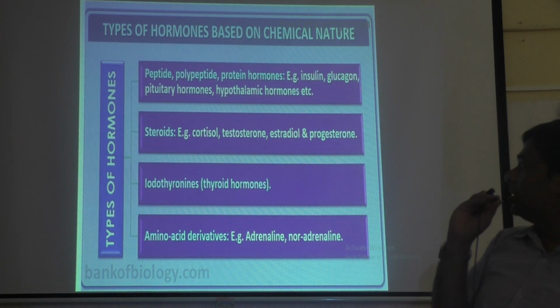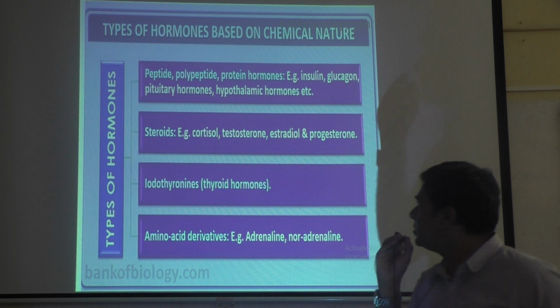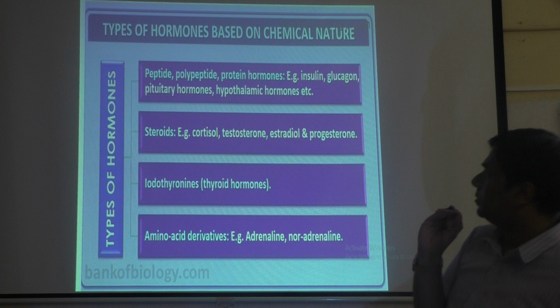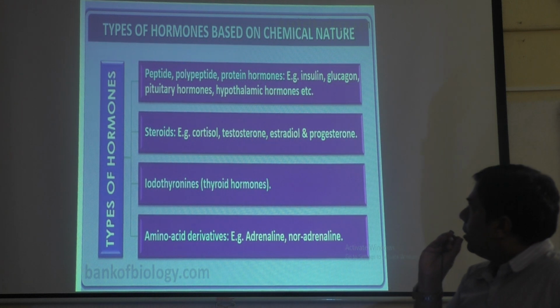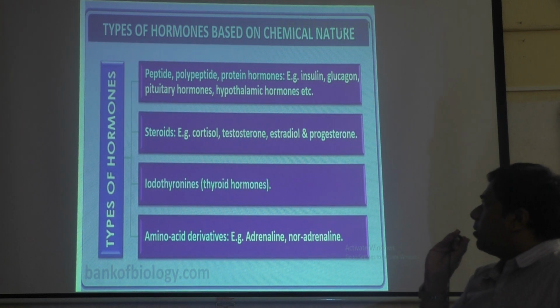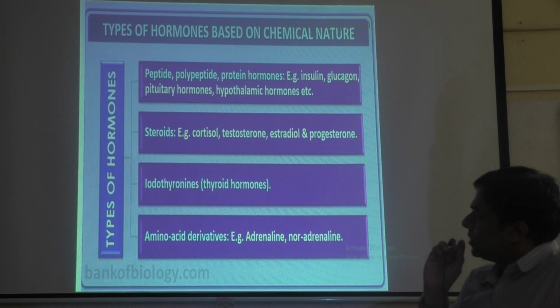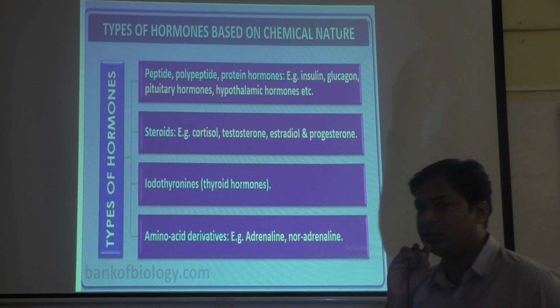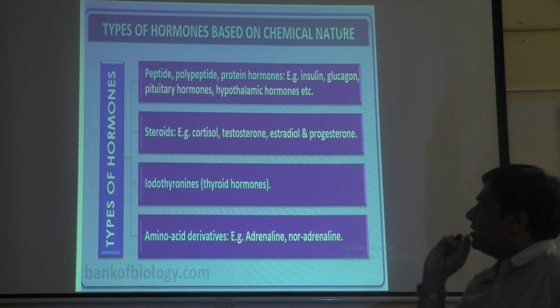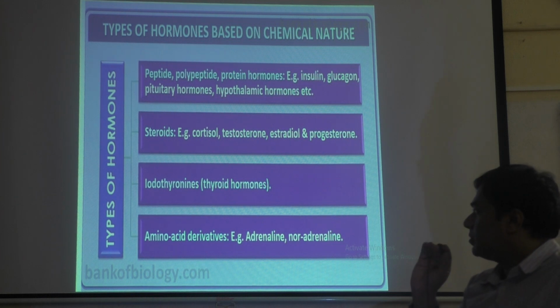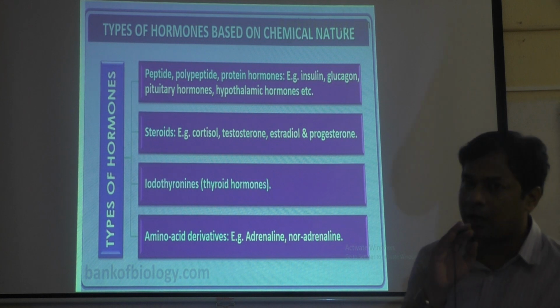And second type is steroids. Steroids like cortisol, testosterone, name only says sterone, so steroids. Estradiol, then progesterone, name only says progesterone, no? So it's a steroid hormone. So these are steroids. And third is iodothyronines, which contain iodine, that is thyroid hormones. Iodothyronine is third type of hormone. And fourth type of hormone is amino acid derivatives. They are produced from amino acids.